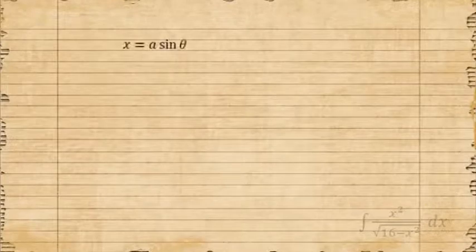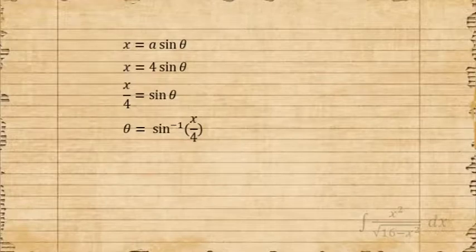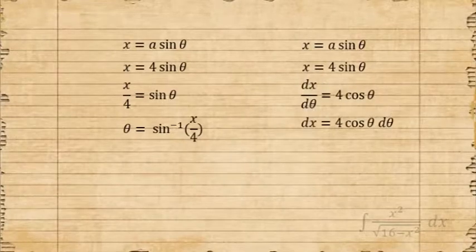Next up, we let x equal a sine theta. We substitute the a with 4. Then we move 4 over to get x over 4 equal to sine theta, and we arrange it as so. Therefore, theta can be the inverse sine of x over 4. Also, we let dx equal a cos theta d theta. We can obtain this from a simple differentiation of x equals a sine theta as shown here.